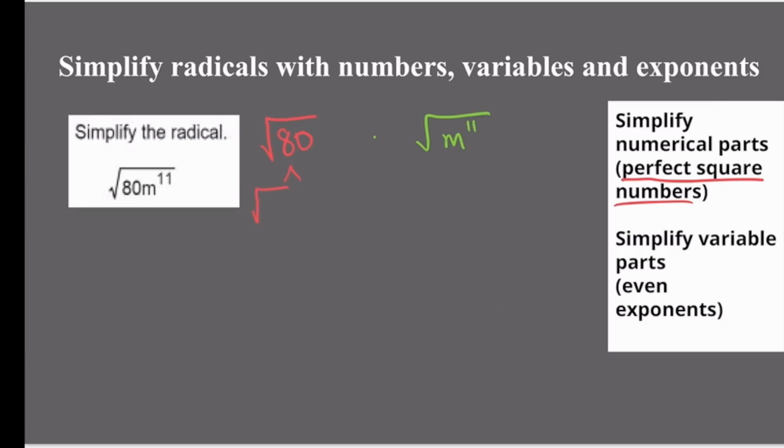The largest perfect square that goes into 80 is 16. So 80 you could write as 16 times 5. The square root of 16 is 4. So you get 4 radical 5.